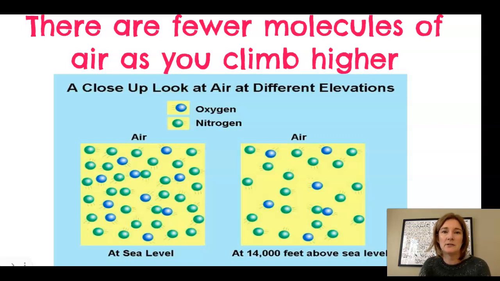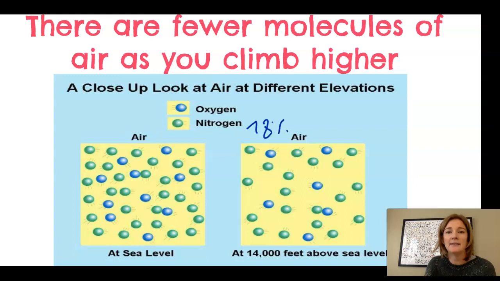So our atmosphere is made up of molecules of gases. The majority is nitrogen. About 78% of our atmosphere is nitrogen. About 21% is oxygen, and the rest is made up of other stuff, including carbon dioxide, argon, a whole list of things in very small quantities.